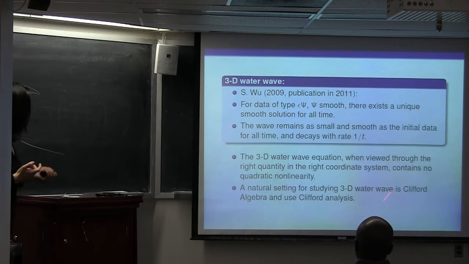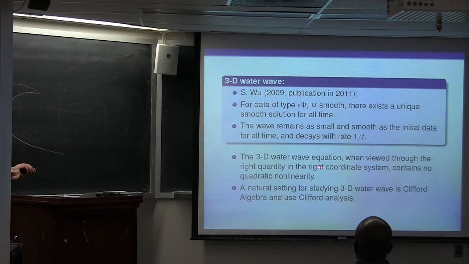Okay, for 3D water waves, we got a similar result, but in 3D we can solve for longer time. If the size of the data is epsilon, then we can solve for all time, and the wave remains small and smooth for all time, decaying at rate 1 over t.